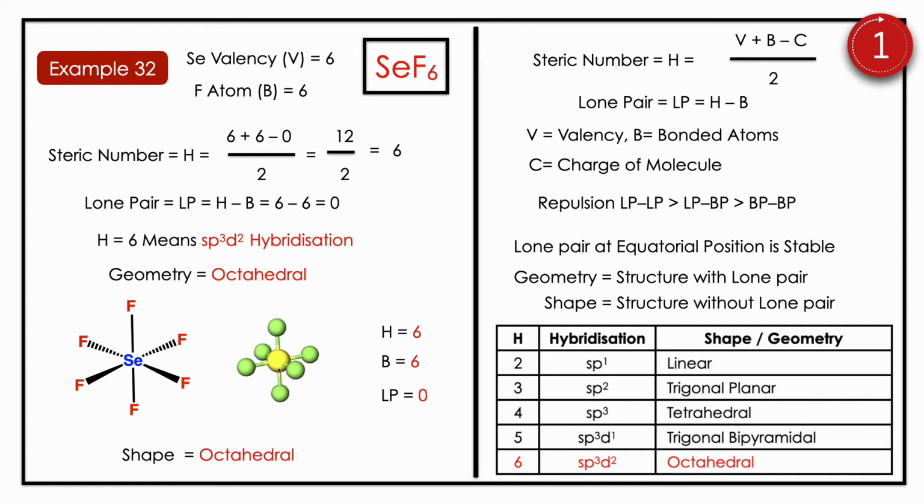Then let us look at the example SeF6. Se is the central atom, which is in the oxygen group, valency is 6, fluorine atoms are 6. So steric number H equals (6 plus 6 minus 0) divided by 2, which gives 12 by 2, gives 6. So lone pair will be H minus B, which is 6 minus 6 equals 0. H6 means sp3d2 hybridization, which gives geometry of octahedral, but you have no lone pair in the system, so geometry and shape will be equal. So sp3d2 means octahedral, so shape is also octahedral. So shape of SeF6 is octahedral.